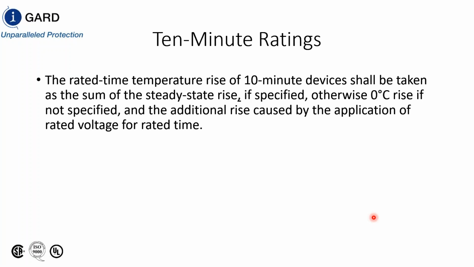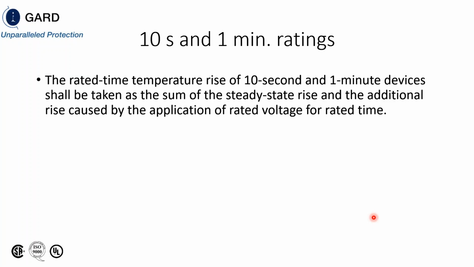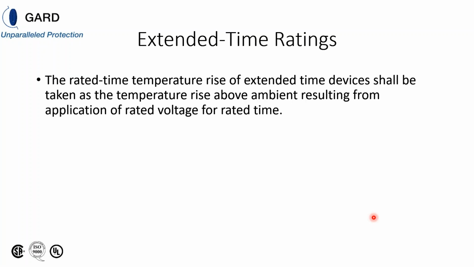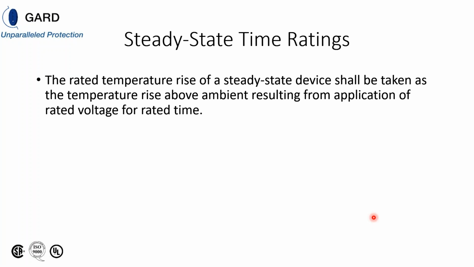A 10-minute rated resistor is taken as the sum of the steady state rise specified, otherwise it's zero. Remember, if you don't specify the continuous current rating, it's going to be assumed to be zero. And this becomes important later when you start paralleling resistors. So it's basically the same thing as a 10-second, only we have 10 minutes. Extended time ratings is a steady state continuous rating at a known current, but your temperature rise is going to be different. And we're going to get to what the temperature rise is later.